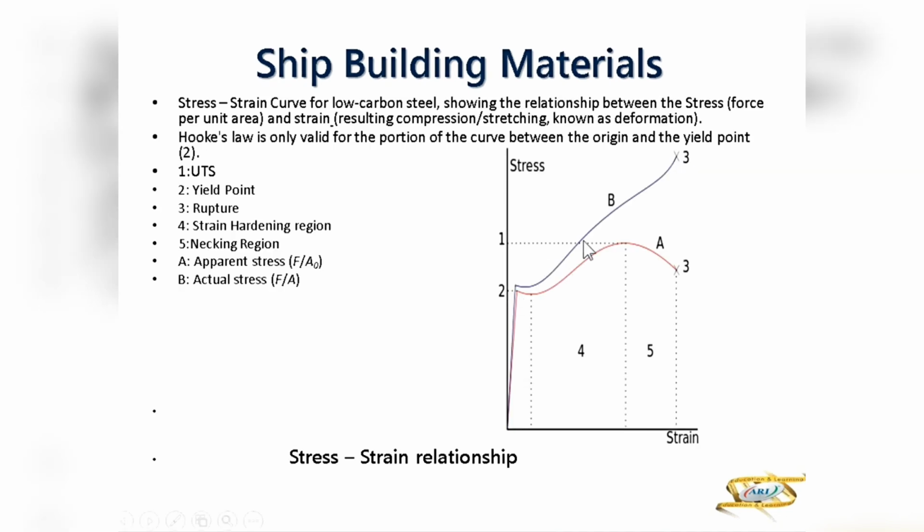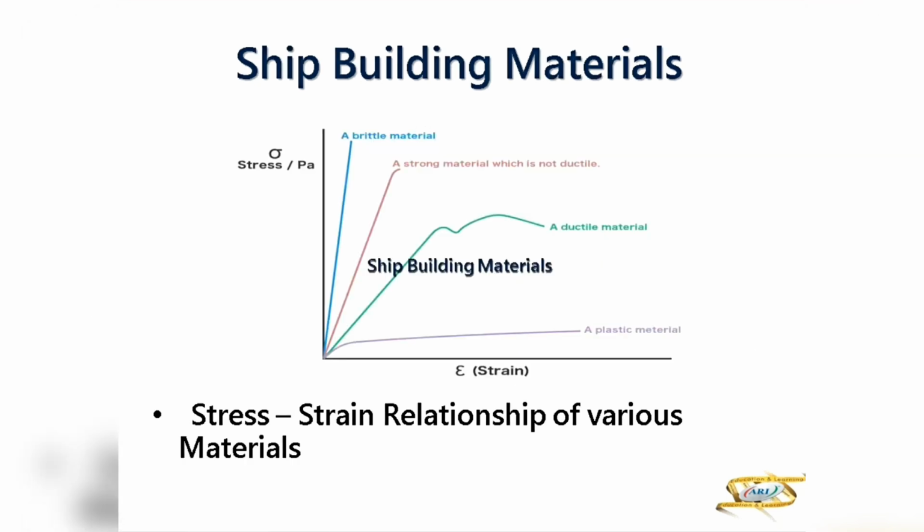So now you have stress strain relationships here. You have the UTS, apparent stress and all. We'll not do this, I've already explained this. 5 is your necking phase. 4 is your strain hardening. 4 is your strain hardening and 5 is your necking stage. 3 will be rupture. Now if you compare your various materials, on comparison you can make these diagrams.